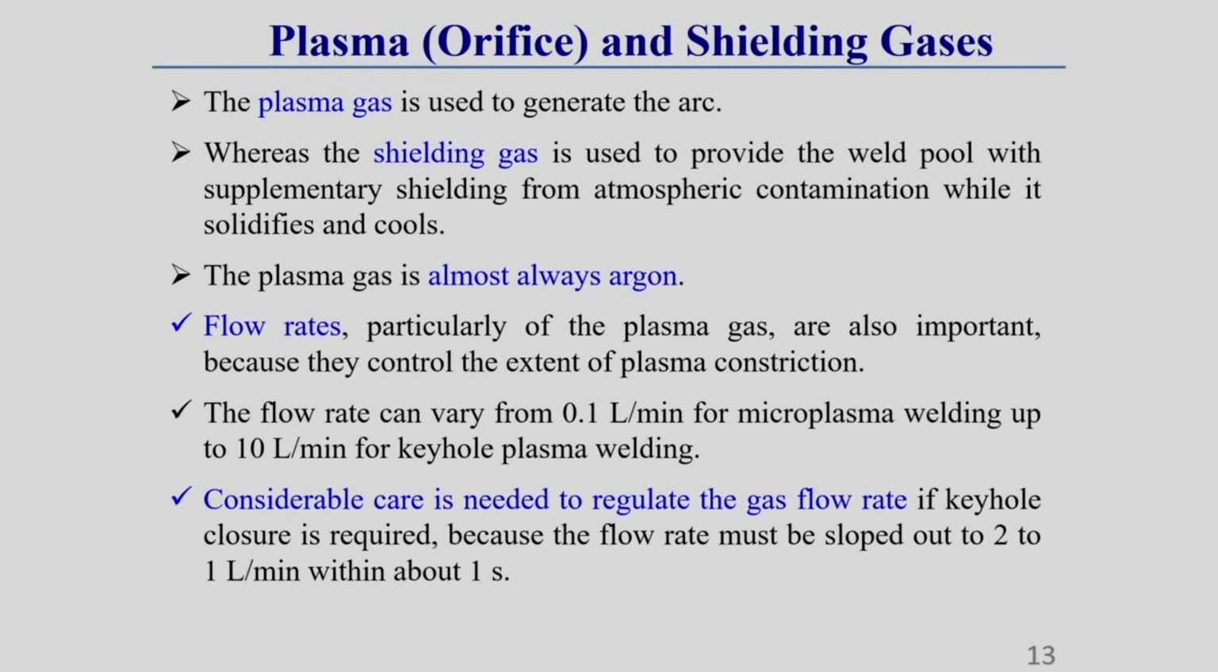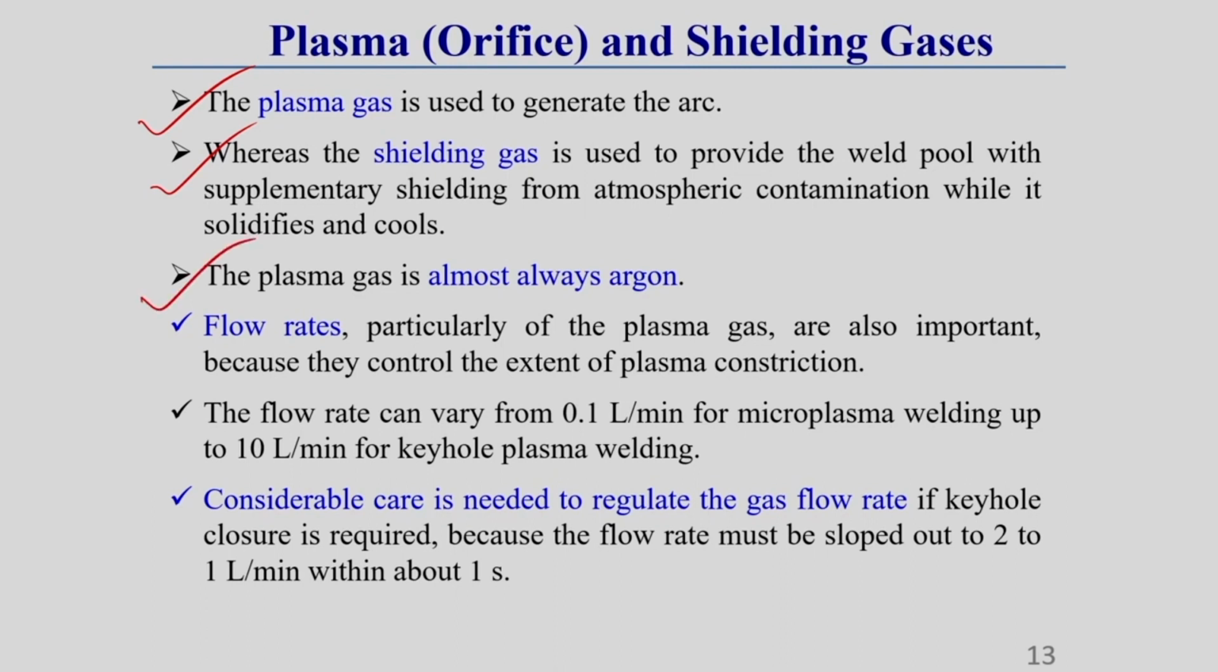Now, we will discuss what the different types of plasma and shielding gases are, what their advantages and disadvantages are, that also we should know, and how we should use these plasma and shielding gases. A little bit more idea we will discuss here. Like here you see plasma gas is used for generating the arc, and shielding gas is used for protecting the arc as well as the weld pool from the atmospheric contamination, to prevent oxidation.